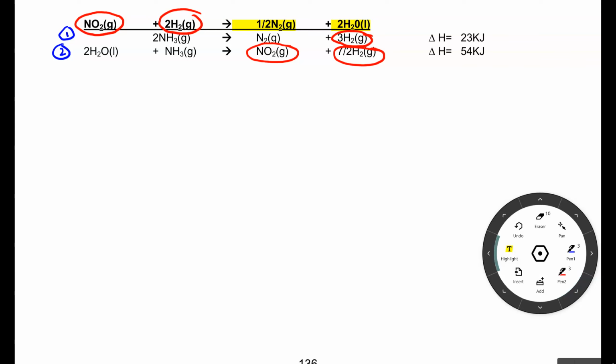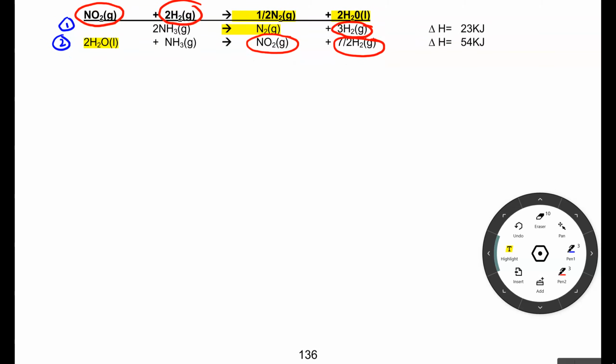Now I want to locate my products. Where do the products show up in my equations? If I start first with the nitrogen, nitrogen only shows up in one spot. It's in equation 1 and it's right here on the product side. There's my nitrogen gas. The water that I have up top, my other product, is in equation 2 and it's also only in one spot. It's over here on the left-hand side.